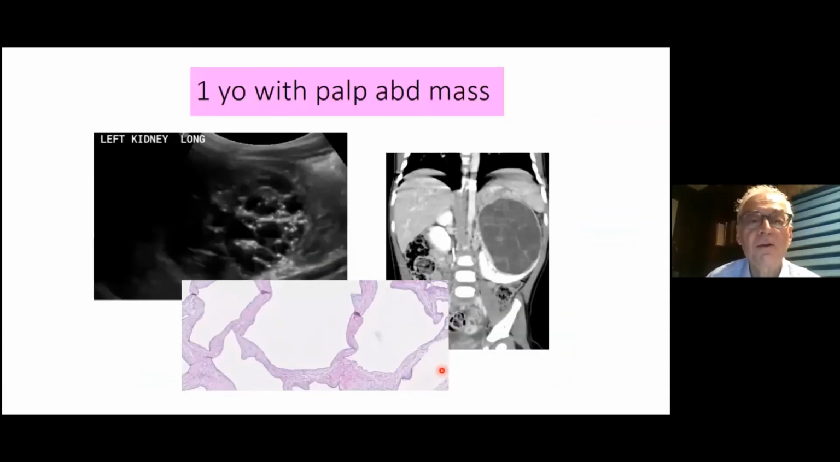Okay, here is an interesting case, a 1-year-old we saw. This is the ultrasound of the left kidney. This is the CAT scan of the left kidney, and I even gave you the pathology. So what's your diagnosis? Please type in the chat box. Someone says Wilms tumor. Could be a Wilms tumor, and sometimes there are tiny pockets of Wilms tumor in this huge mass. Yeah, so this is a multilocular cystic nephroma, right?